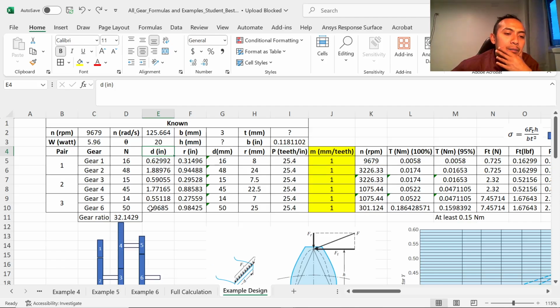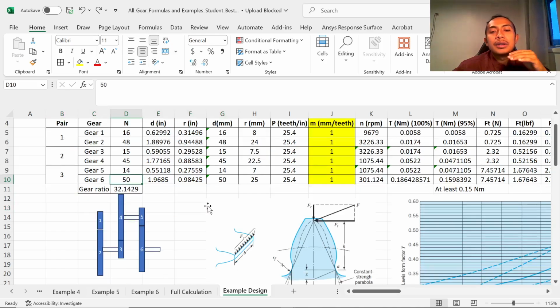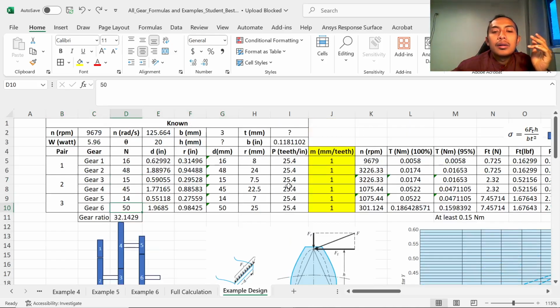And then for example 3 stage, 4 stage, 5 stage, you just add the other line. And for example, if you design the module as one, it means it's very easy. You can directly get the diameter by only multiplying m with the number of teeth, and you will get the diameter. Easy, very easy. So the SI unit is easier for me.